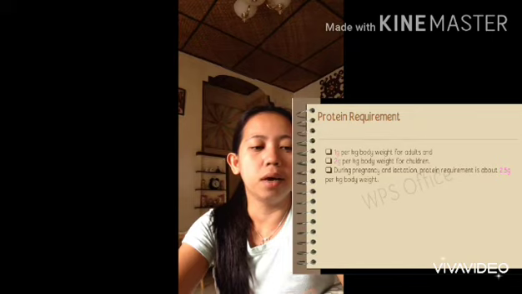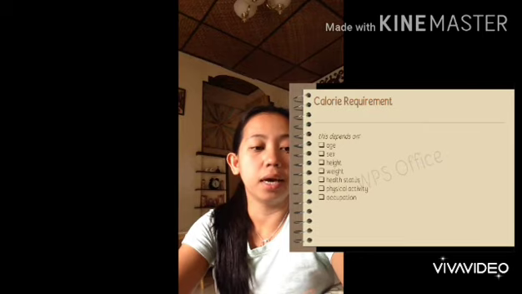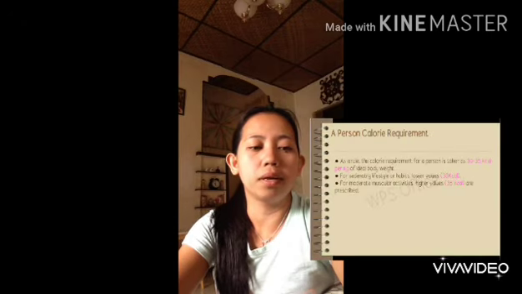Formula. Protein requirements: 1 gram per kilogram body weight for adults and 2 grams per kilogram body weight for children. During pregnancy and lactation, protein requirement is about 2.5 grams per kilogram body weight. Calorie requirements. This depends on age, sex, height, weight, health status, physical activity, occupation. As a rule, the calorie requirement for a person is taken at 30 to 35 cal per kilogram ideal body weight.